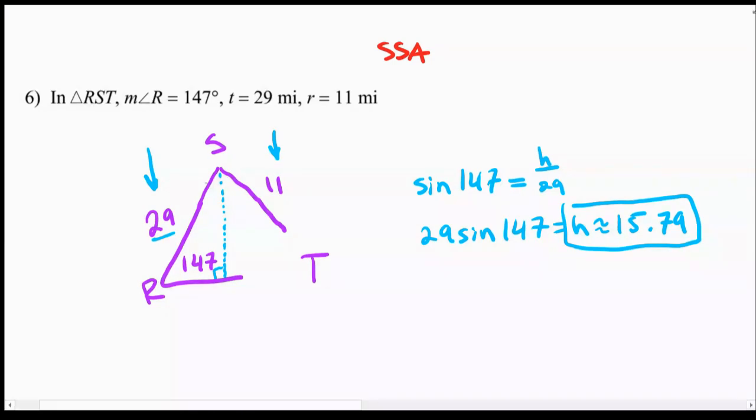If my height is 15.79, then no matter what angle I make angle S here, 11 is never going to reach the bottom. The most likely way of reaching is going straight down. That's the quickest way to get there. But even if I go straight down, 11 is less than 15.79.